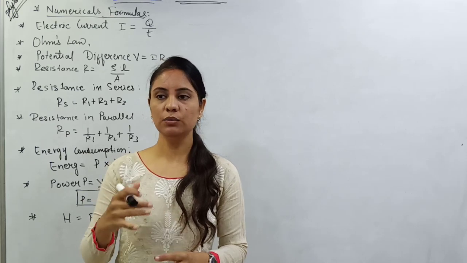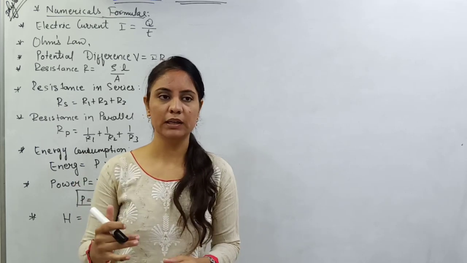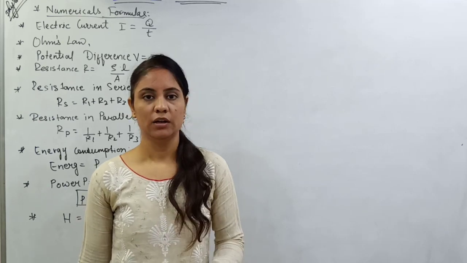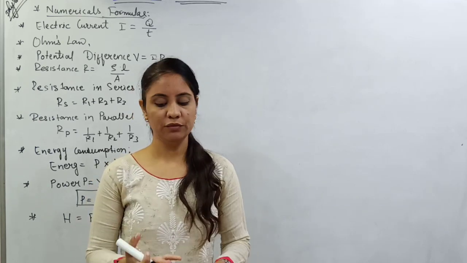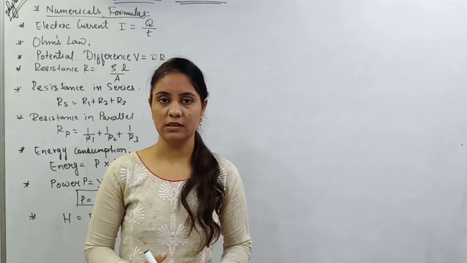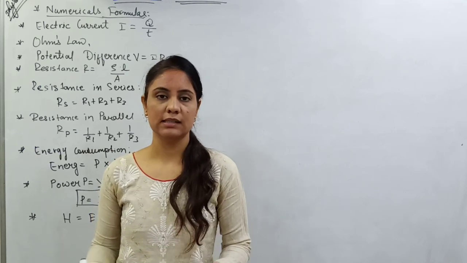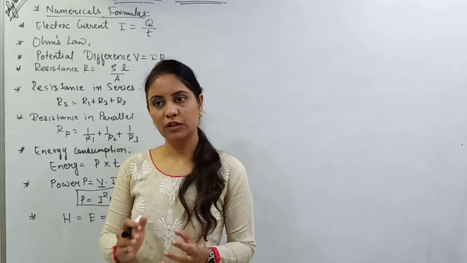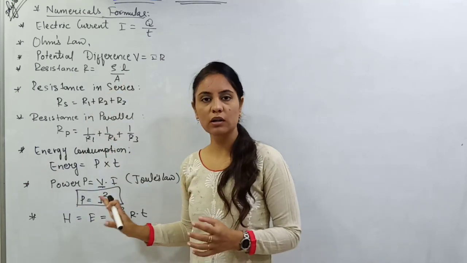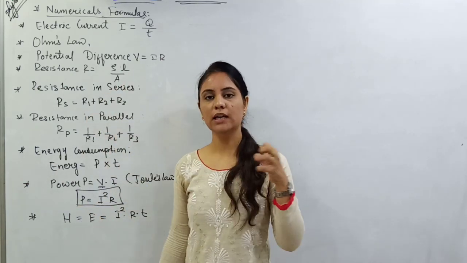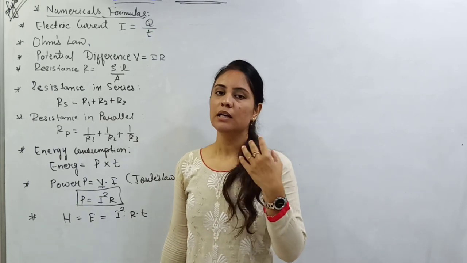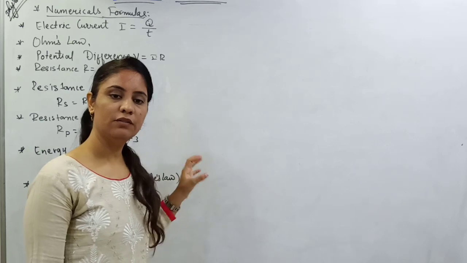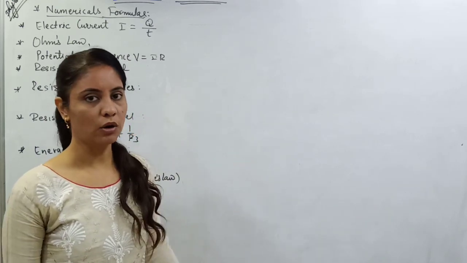Second thing, you have to study properly what things are to be found. You may have to find current, voltage, or resistance. So which quantity are they asking us to find? Collect that, and afterwards, if you know the formula for all the chapters, you can draw the equation and easily get the answer. And don't forget to write the SI unit of every individual answer and physical quantity.